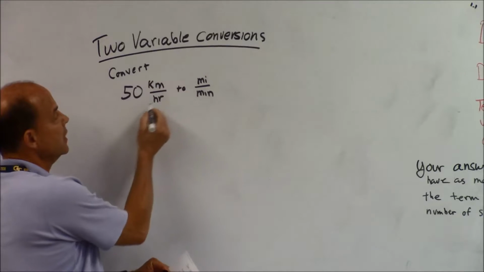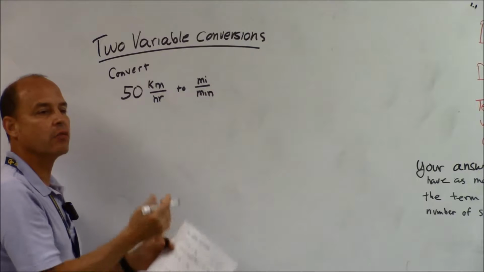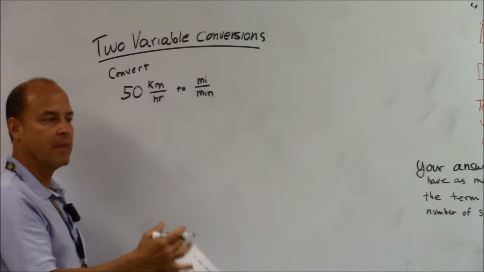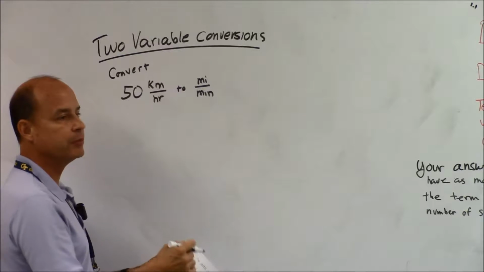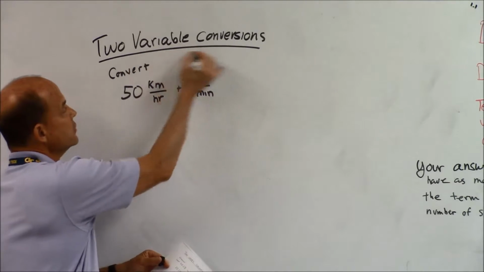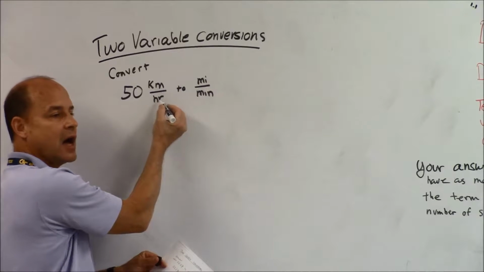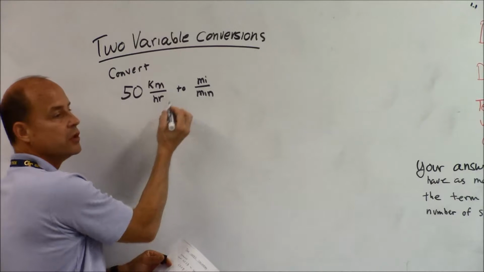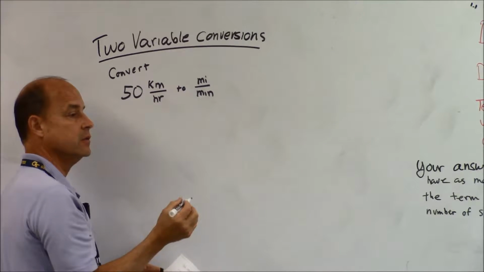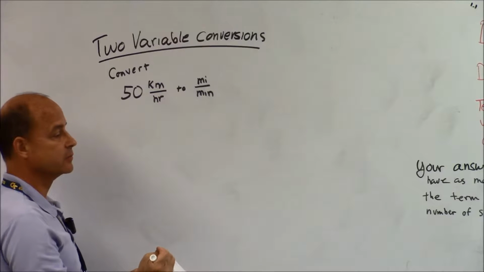Convert 50 kilometers per hour to miles per minute. These are rates: miles per hour, meters per second, miles per minute. It's called two variable conversions because you're dealing not only with length, but time, distance and time. So in a two variable conversion, you're going to need at least two conversion factors.